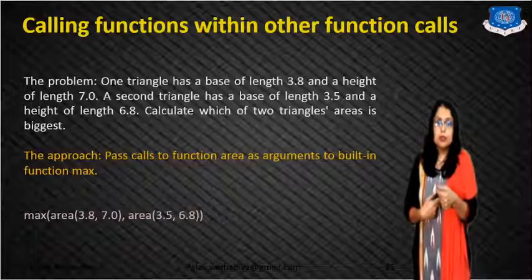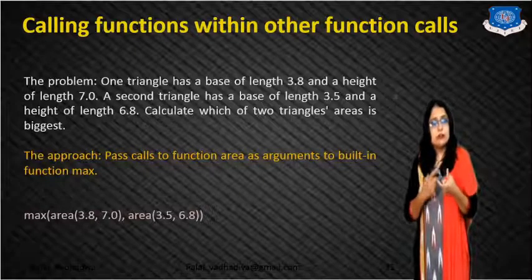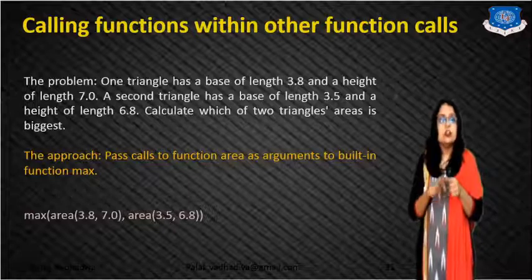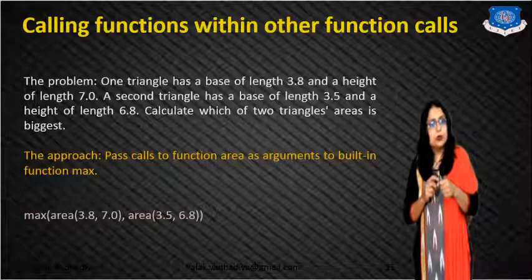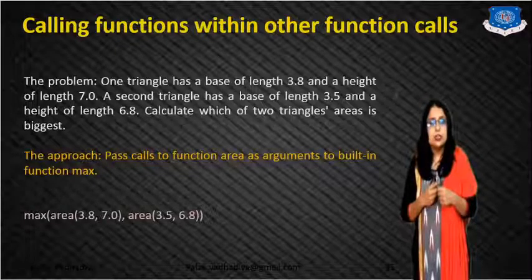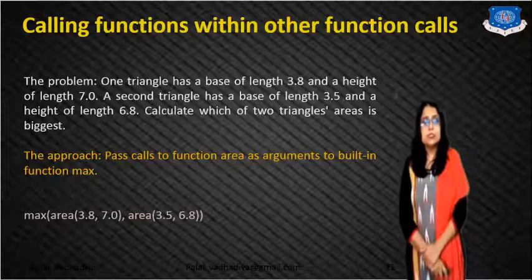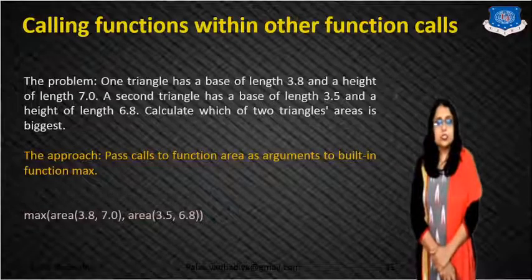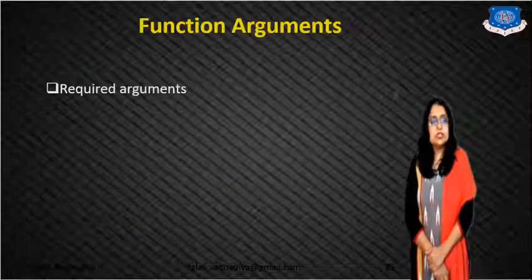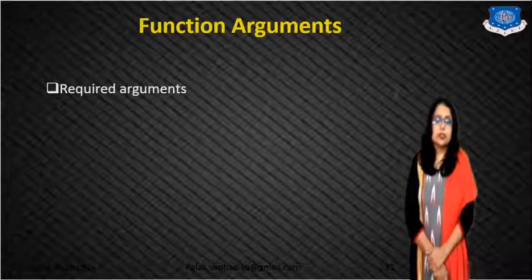Maximum value. So instead of that, here I am writing the area inside my max function. So max area 3.87 and area 3.5 and 6.8. So this will give you the maximum of the area of these triangles. Now next we will discuss the function arguments.